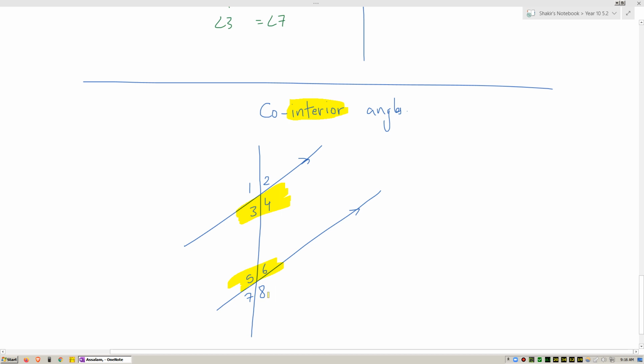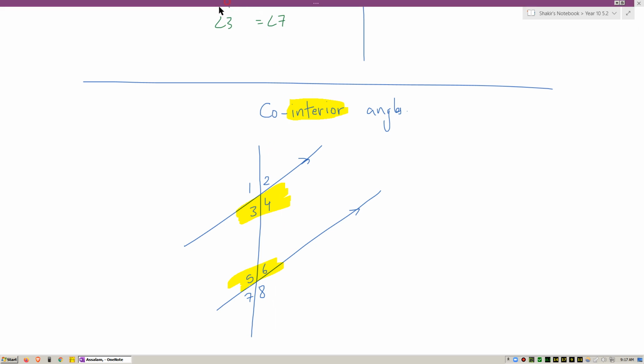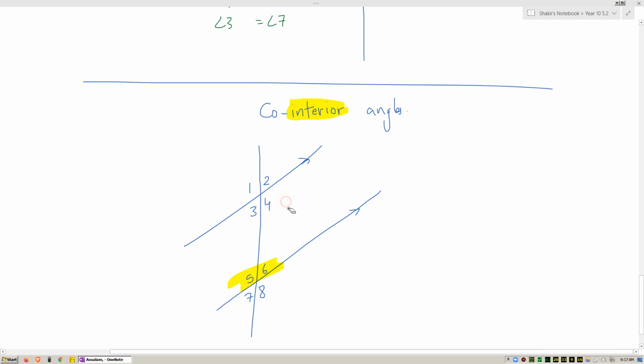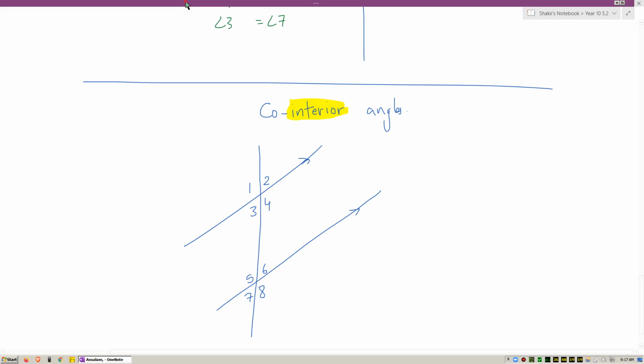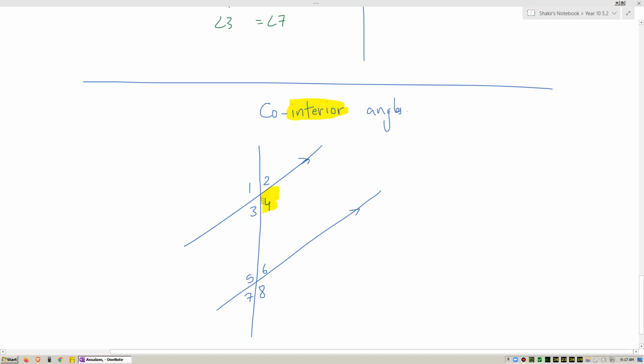Please leave a comment if you're not sure, but hopefully you can see that they're inside. 1, 2, and 7, 8 are on the outside, okay? And cointerior means inside together. Inside together. And so 4 and 6 are on the inside and they are together in one basically area.